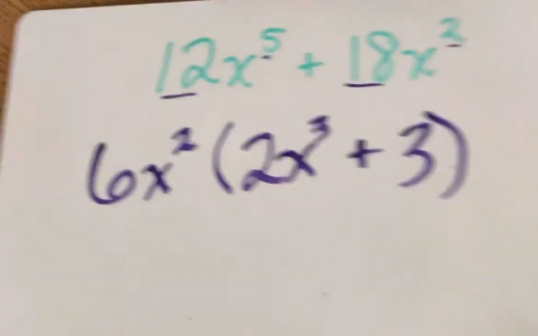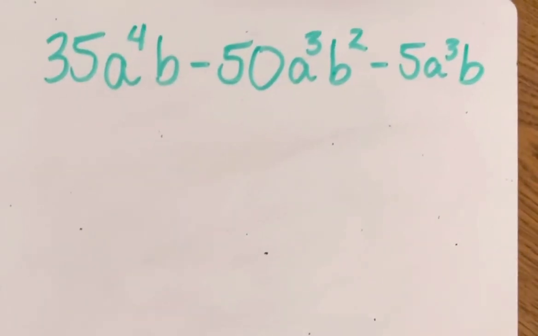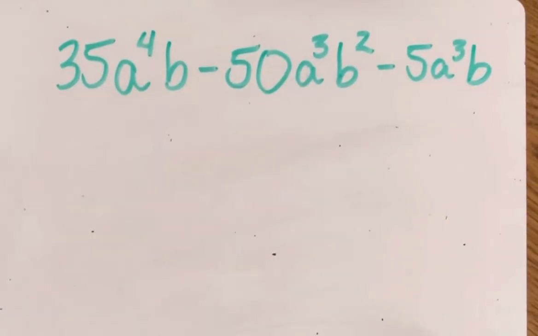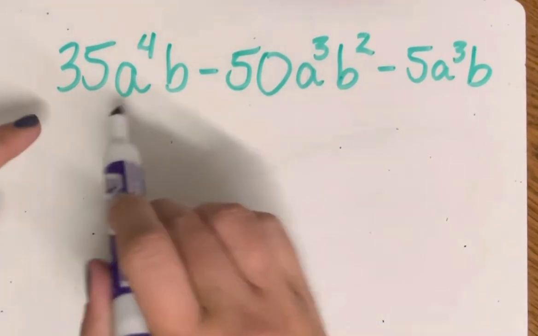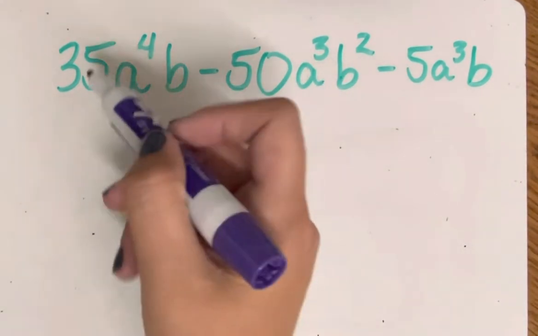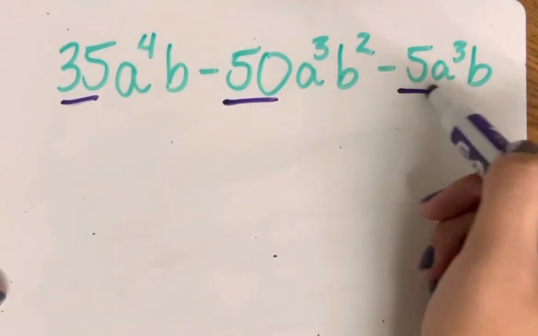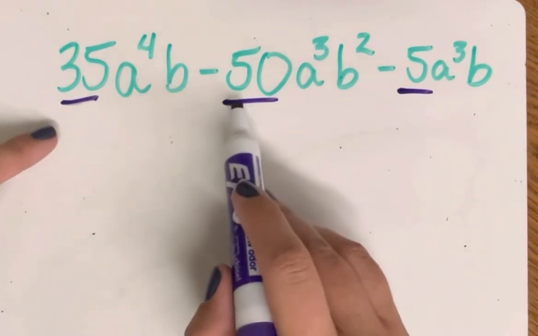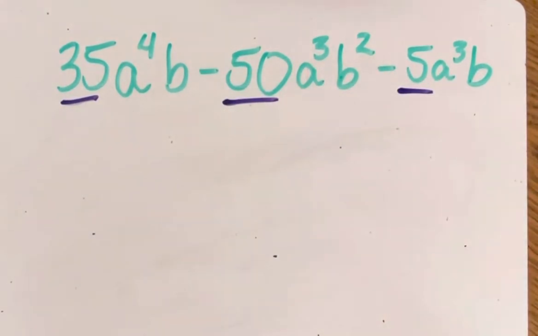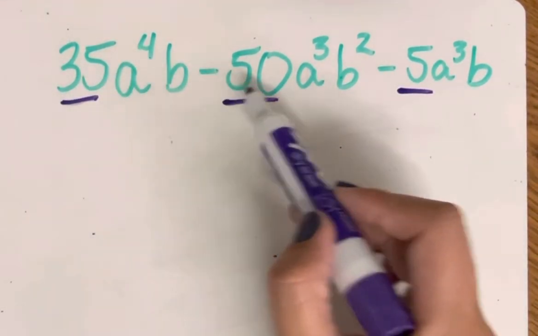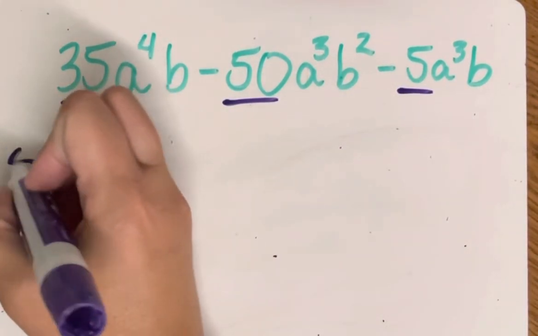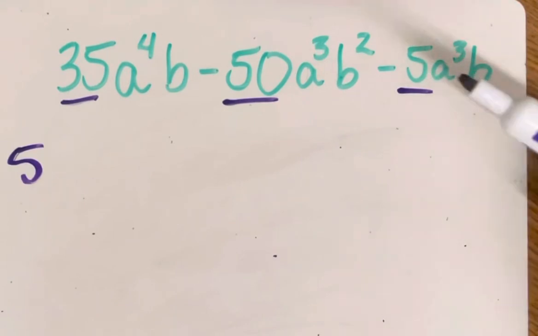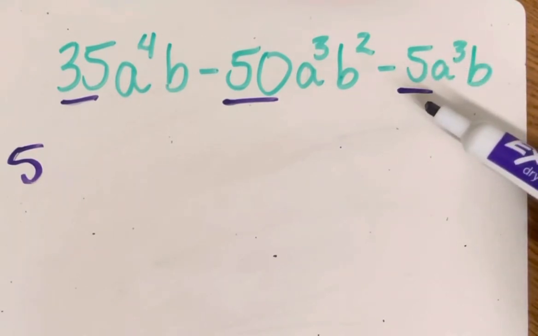Now if I have something a little more complicated, like this one, so here again we're looking to take out a greatest common factor, but I have 3 terms that I'm dealing with. So again, I'm going to start with the coefficients, 35, negative 50, and negative 5. I see that all of them have 5 as a common factor. So 5 is actually the greatest common factor, since 5 is the coefficient of this third term.